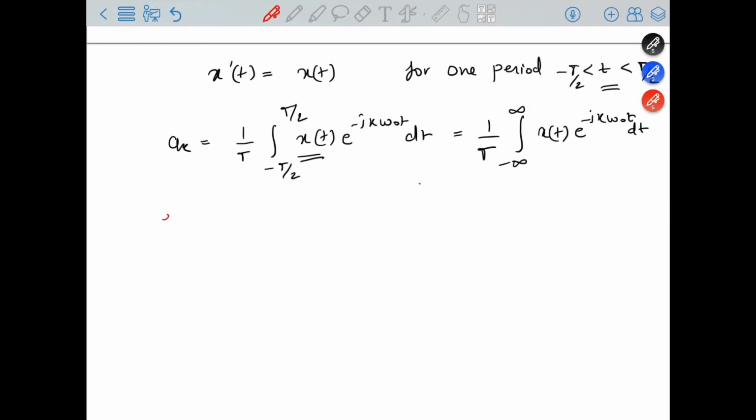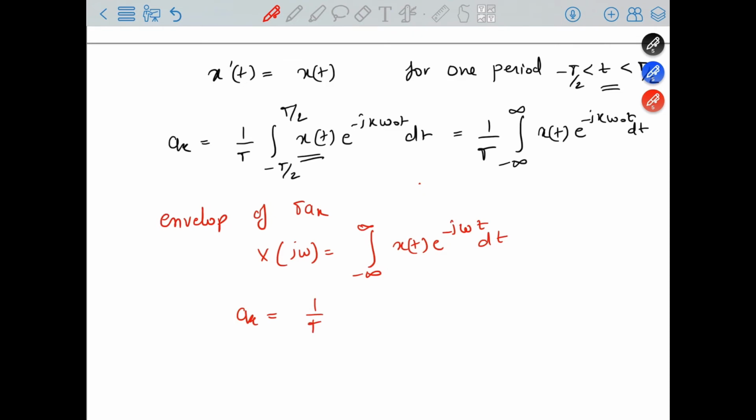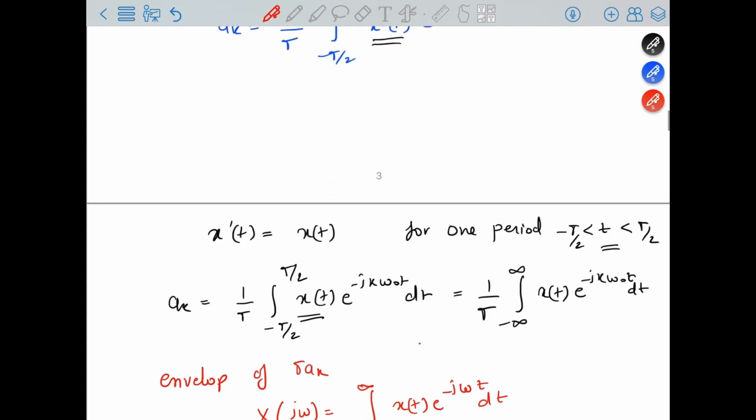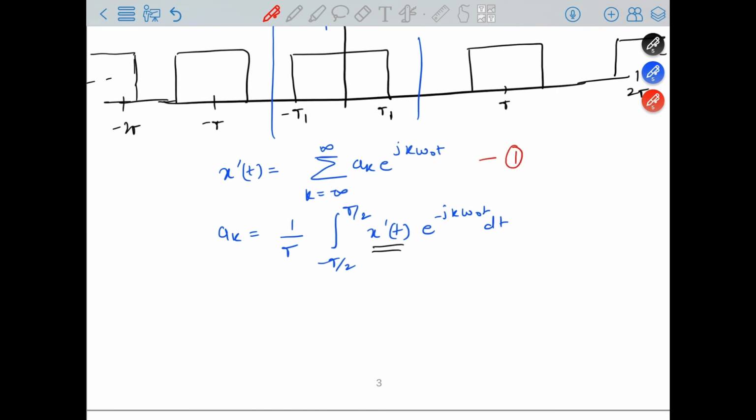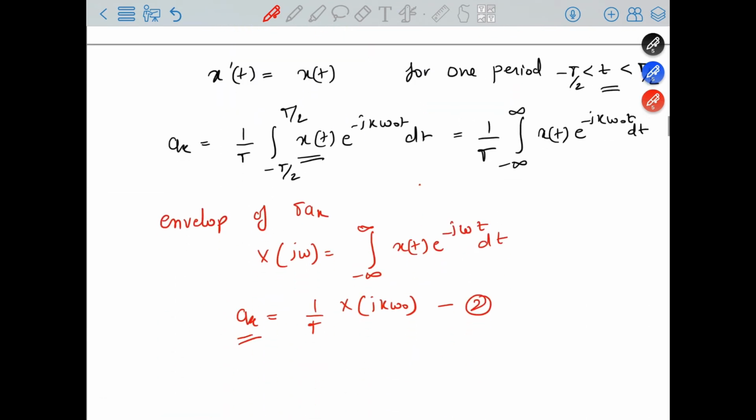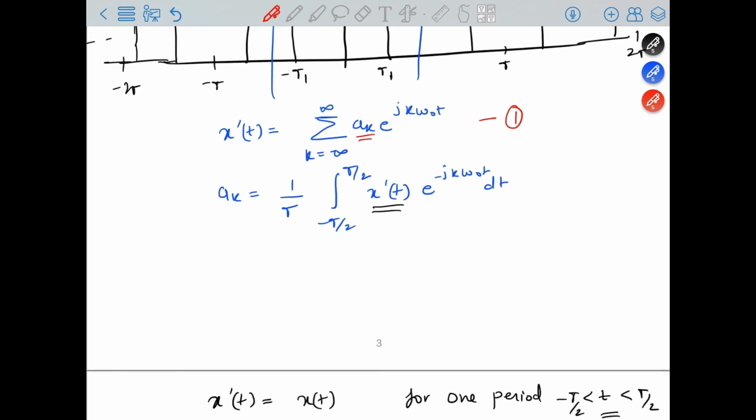So, the envelope of T a_k will be represented as some value X(j omega), and that is written as integral from minus infinity to infinity of x(t) e^(minus j omega t) dt, and the coefficients a_k can be represented as 1 over T X(j k omega naught). So, these are the two representations. Suppose this is your equation 2 and we represent our Fourier series as equation 1. Now, we can replace this a_k value in this expression. So, what will we get?